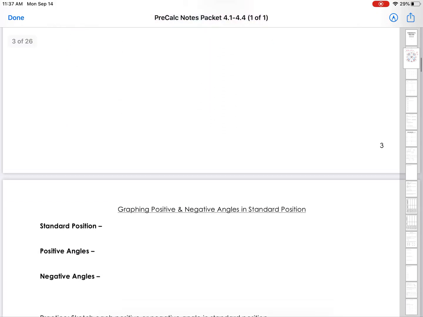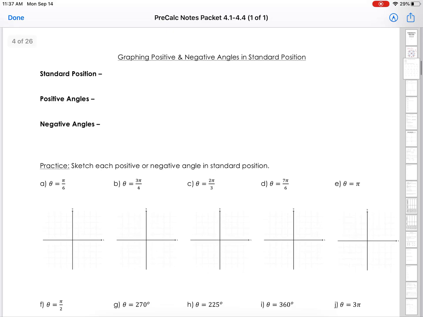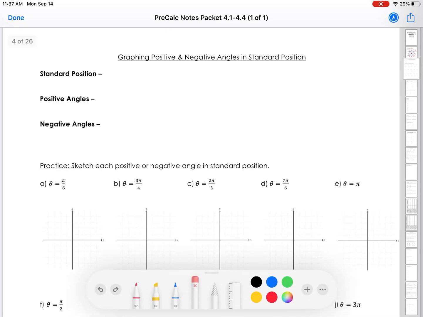So we can graph positive and negative angles, and we said standard position. Remember, standard position means that the vertex is on the origin, and the initial side is on the positive x-axis. And we did some of this in the summer packet.